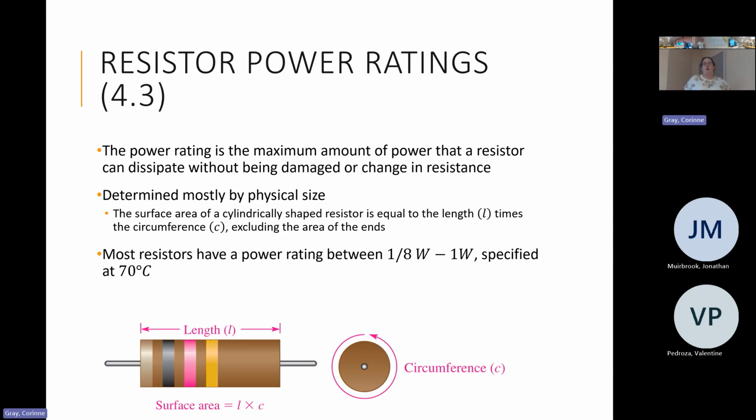Yeah, they were a little bulbous on the edges. So with that, that does affect the calculation roughly. Again, we're not going to really care about it in this class, but understand that that is something that's there. Most resistors have a power rating between 1/8 of a watt and a full watt, and this is specified at 70 degrees Celsius. Once you start getting above 70 degrees Celsius, that is where you start having some problems with your resistors.